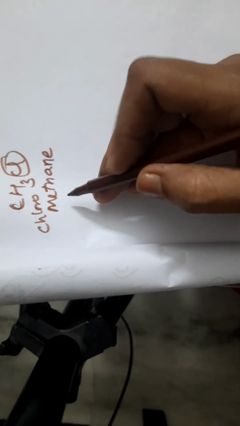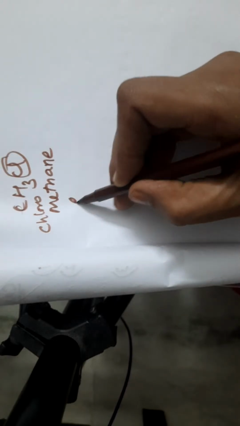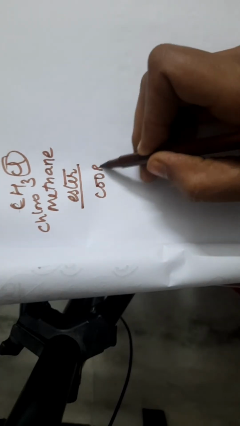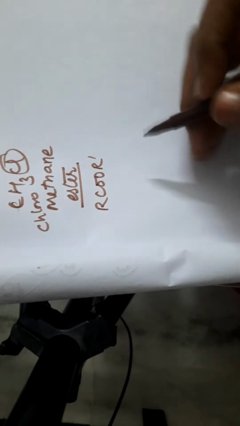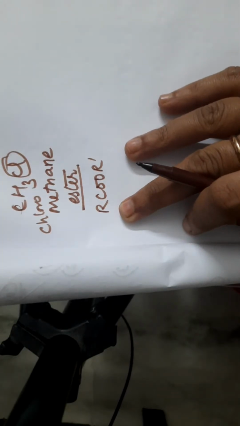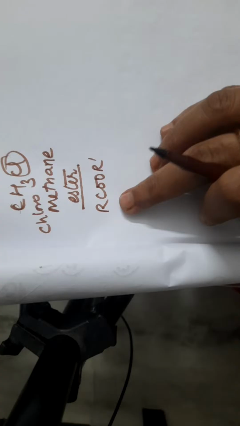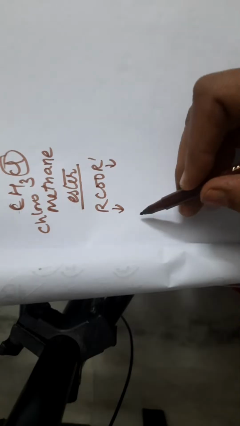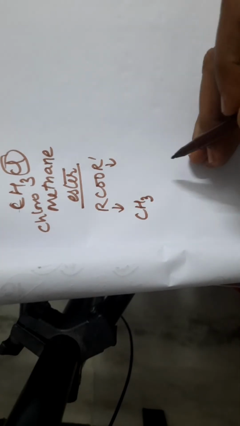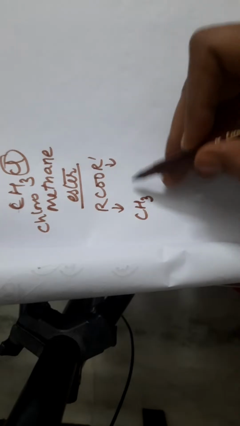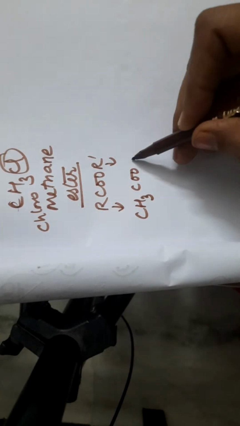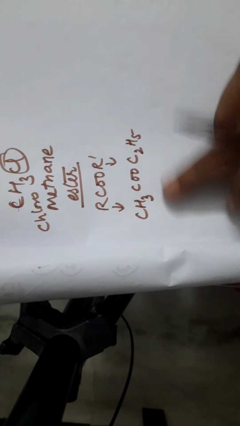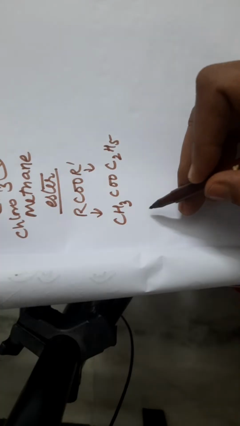Now next, after halogen, we have ester, the last derivative of the functional group, where COOR is attached, R and R dash. So what does this mean? R represents any alkyl group and this is the acyl group. Suppose R we can consider to be CH3 group, CH3COO, and R dash is something other than methyl group, C2H5.